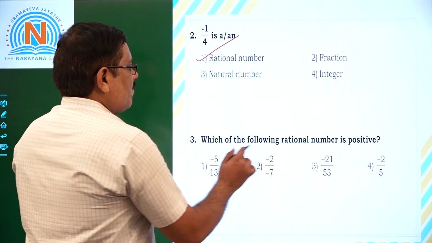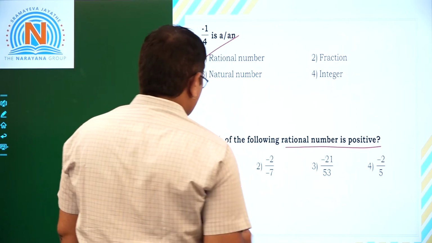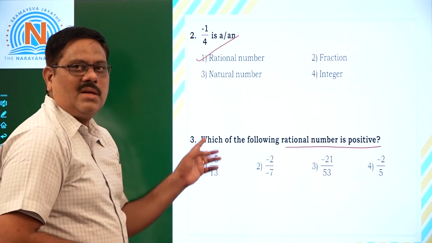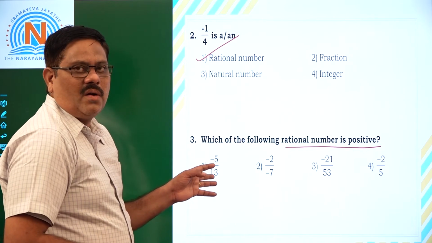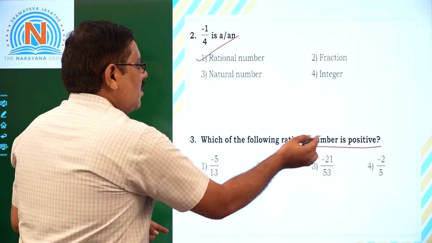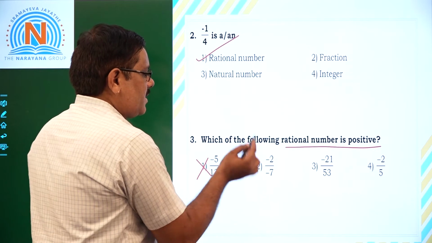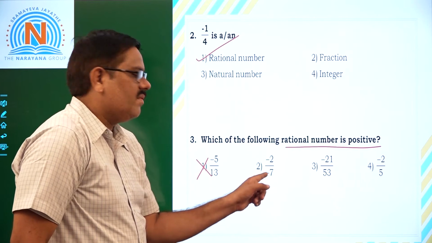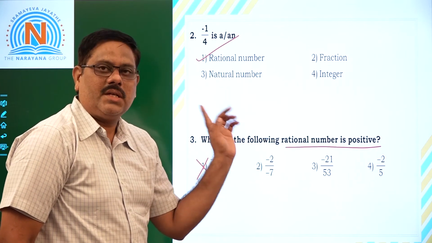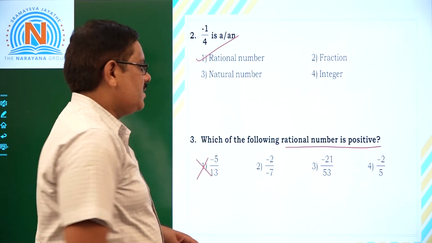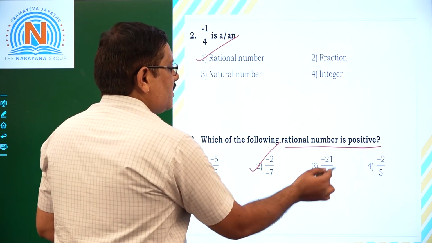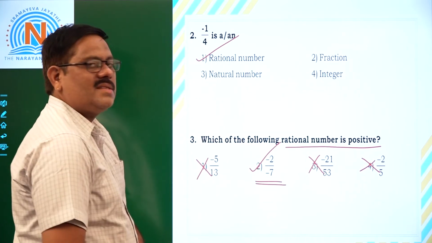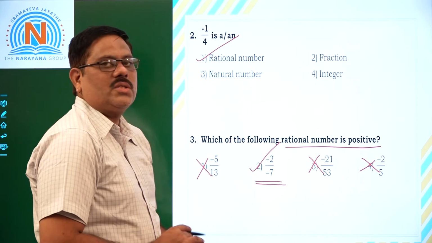Next. Which of the following rational numbers is positive? Minus 5 by 13. Either to the numerator or to the denominator we have minus, and that minus applies to the whole fraction. So this is a negative rational number, so it is not positive. Minus 2 by minus 7. Yes, here both numerator and denominator have the same sign, so the resultant sign of this rational number becomes positive. So it is plus 2 by 7. This is a positive rational number. Here also it is negative, so these are not correct options. So out of the given options, the second option is correct, that is the positive rational number.